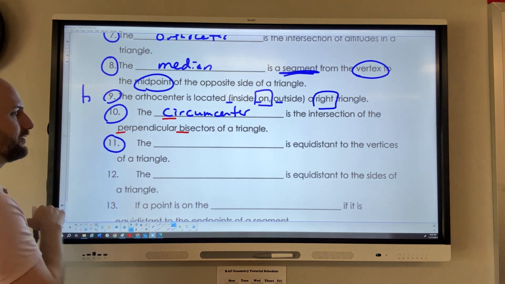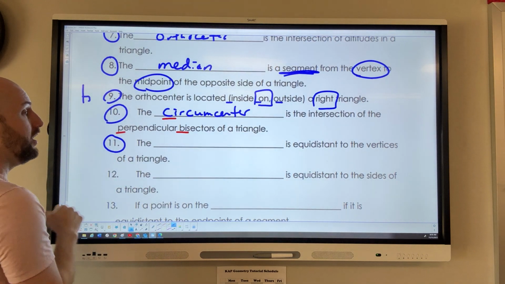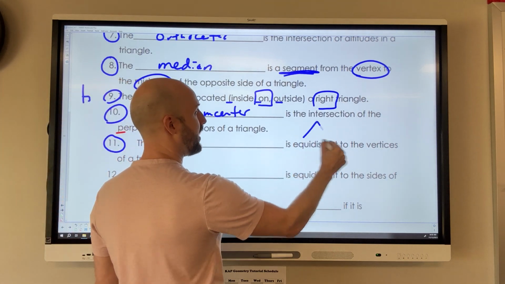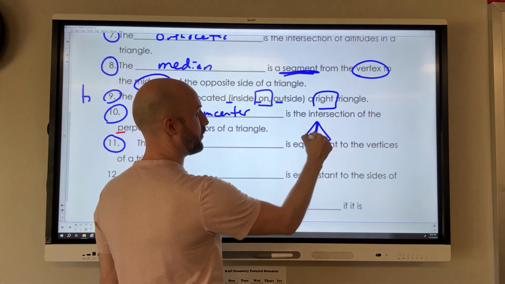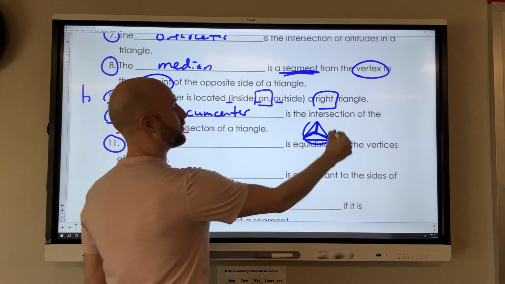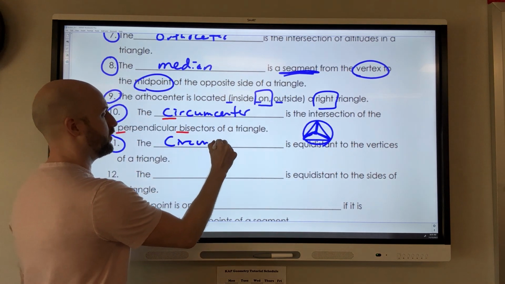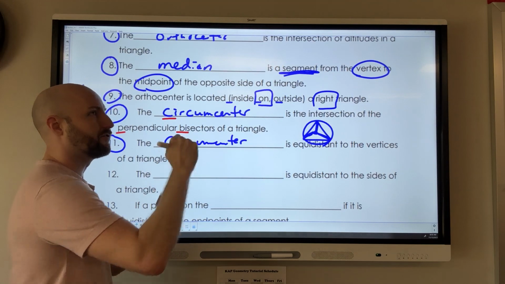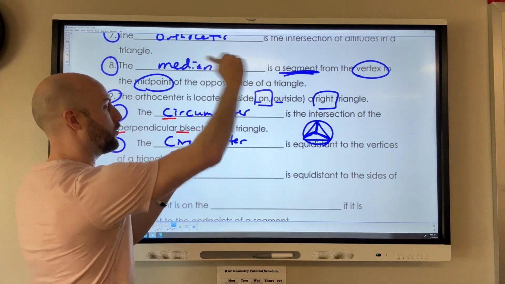Number 11 says the blank is equidistant to the vertices. So this is the one that says once I find it, I'm the point that's equal to the 3 corners. That is the outside circle. That is also the circumcenter. And I always just remember circumference of a circle. So I think of this outside circle.